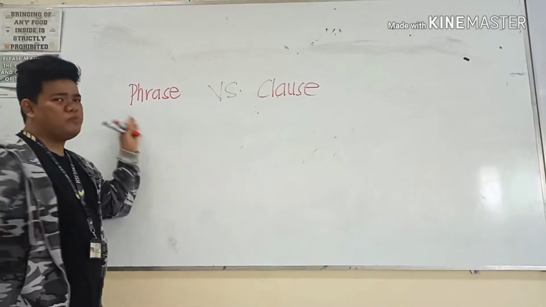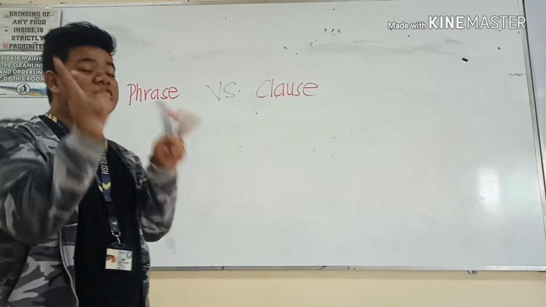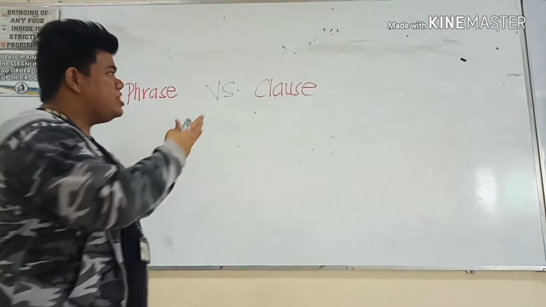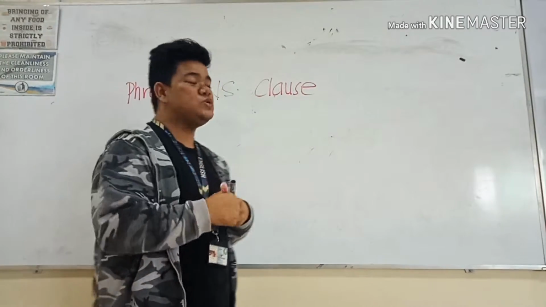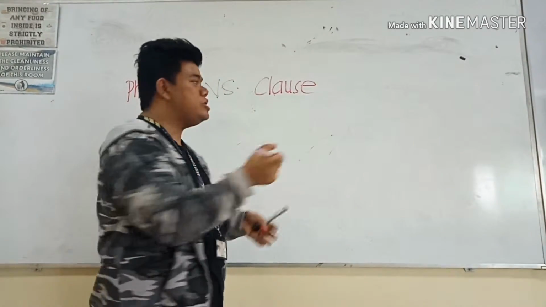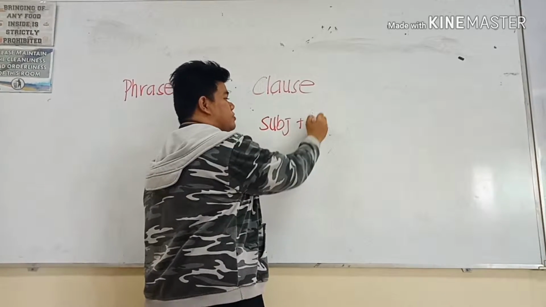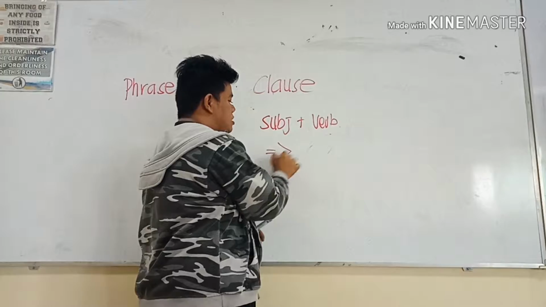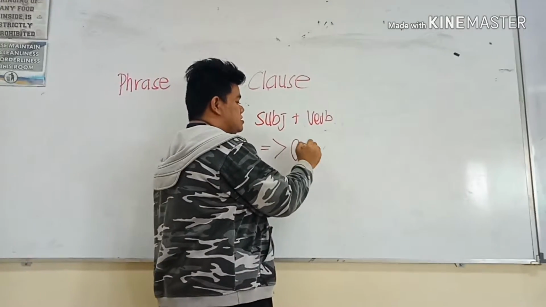When we say phrase, it's just a group of words that is not a complete sentence. While the clause, as I said, has a so-called subject plus verb, wherein it always has a complete sentence.